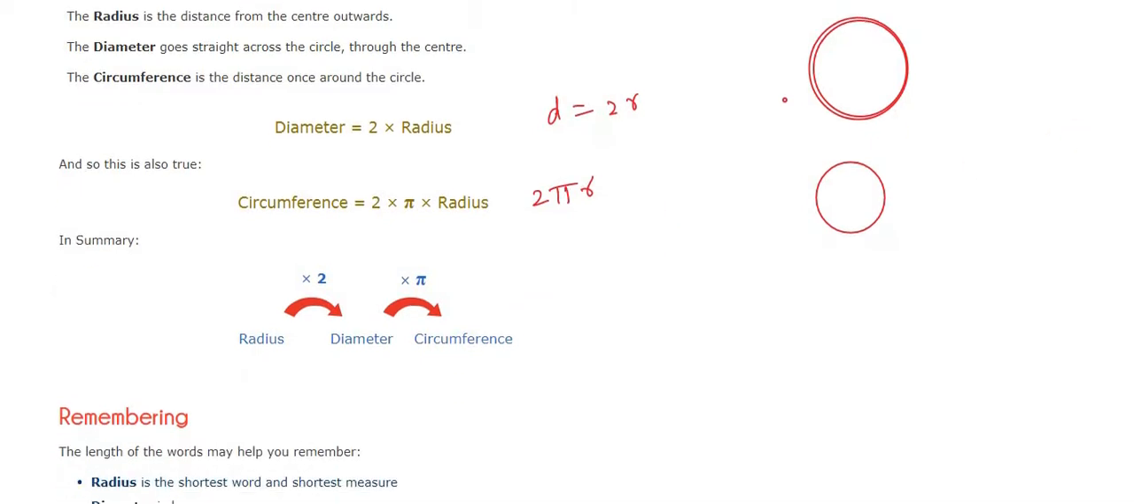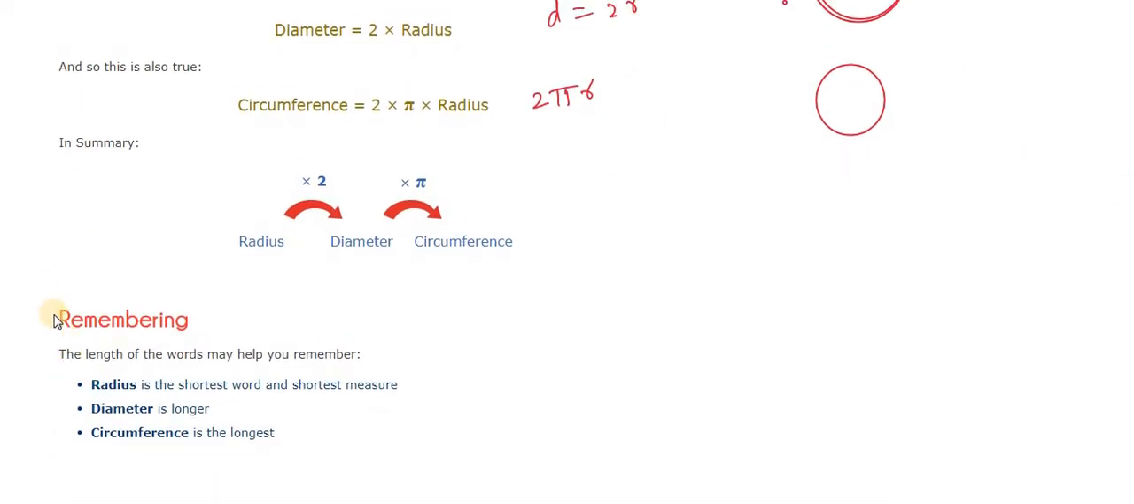So remember this, no need to write this, don't write this in the classwork, just remember this. Radius is the shortest measure. Diameter is longer, circumference is the longest. No need to write this in the classwork, just remember this.